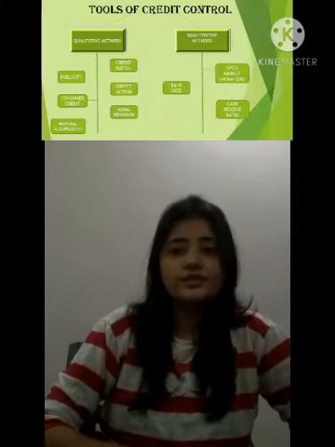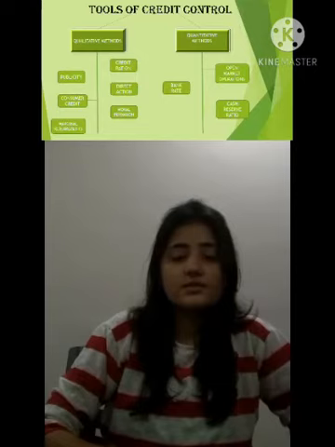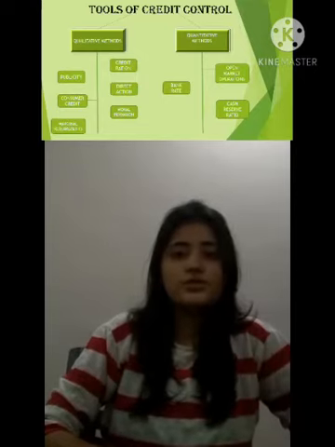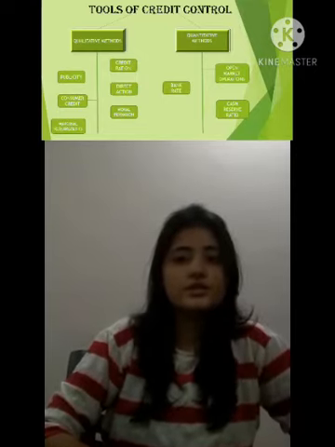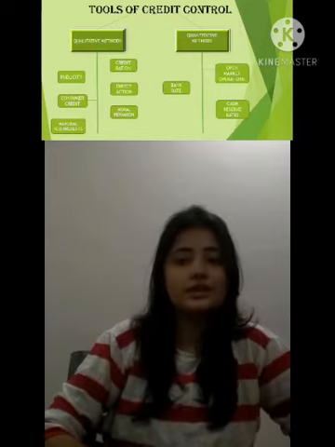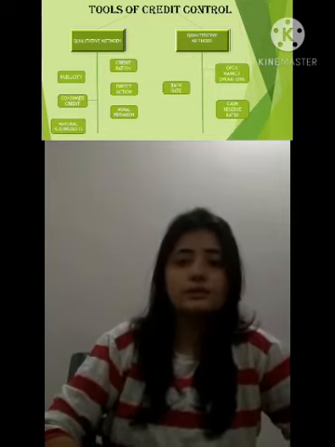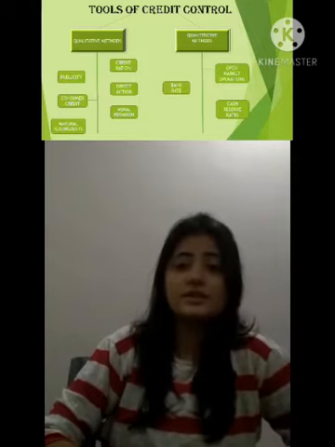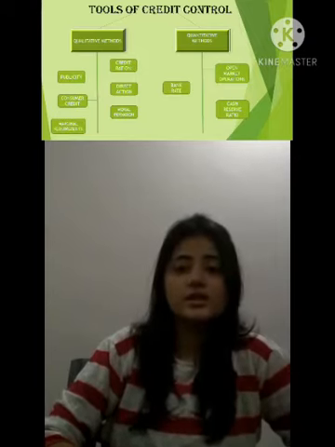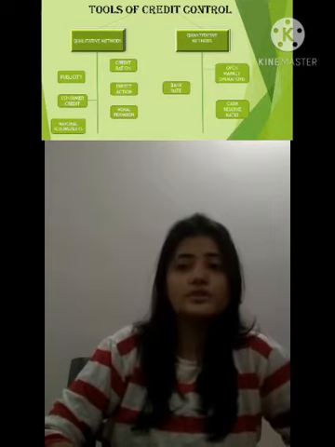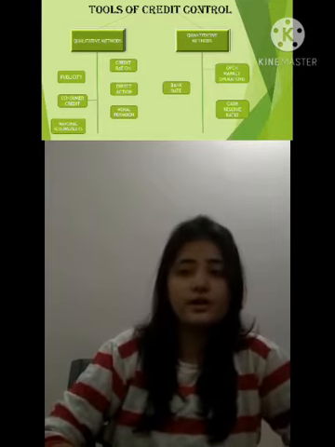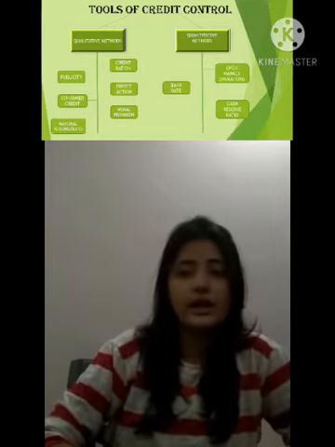Tools of credit control. There are two types of credit control: first, qualitative, and second, quantitative. Qualitative methods include credit rationing, direct action, moral persuasion, publicity, consumer credit, and marginal requirement. And quantitative methods include open market operation, bank rate, and cash reserve ratio.